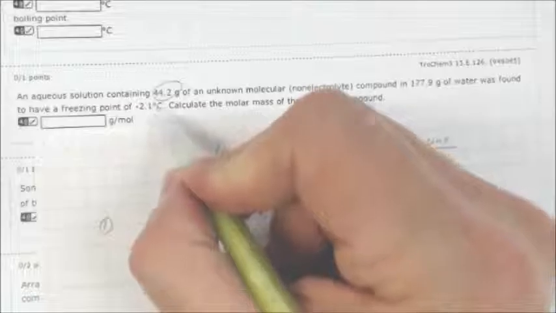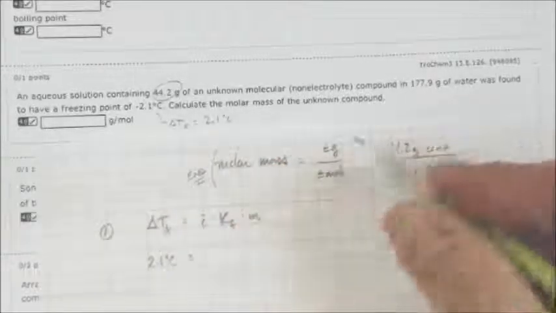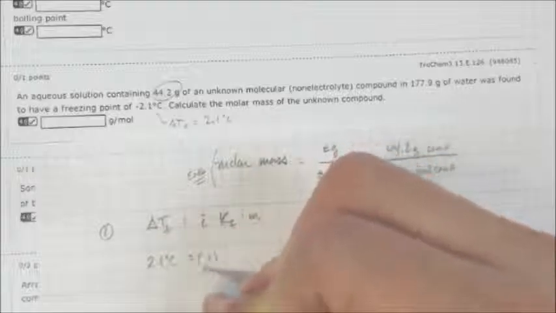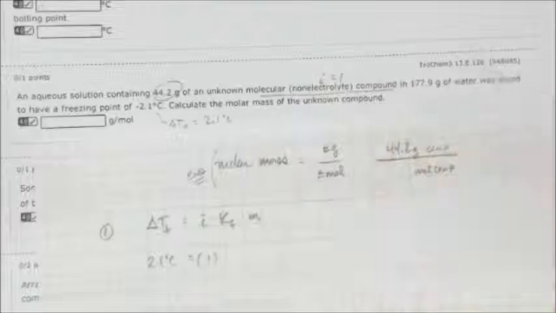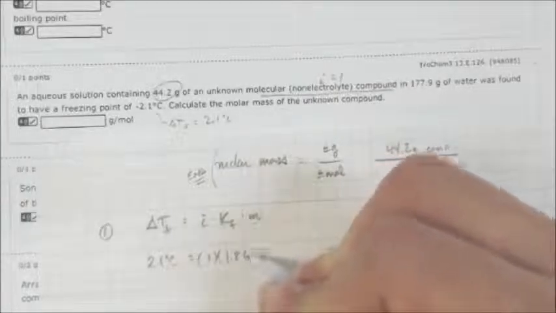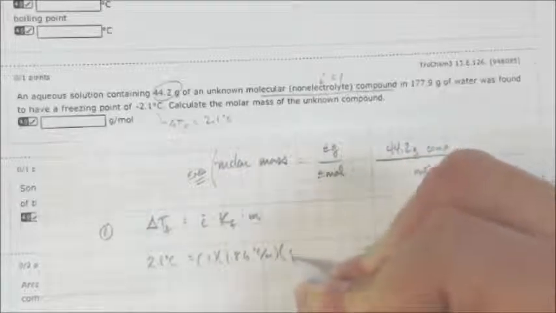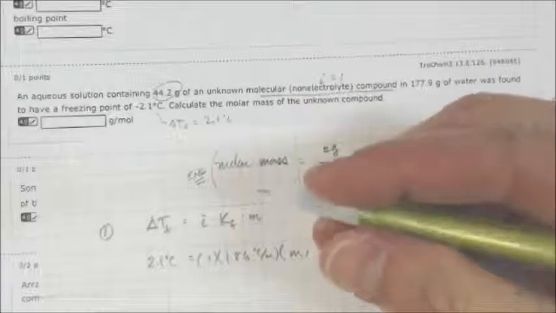And let's just identify what we know. We know that we have a freezing point of negative 2.1, which means that the delta T must have been 2.1, and then it was subtracted from 0 to get that negative 2.1. So this is 2.1 degrees Celsius. The Van 't Hoff factor is going to be equal to 1 because it's a molecular compound. It doesn't split up into ions. It's in water, so we know the KF is 1.86 degrees Celsius per molal. And the molality is what we're solving for. That's kind of like our X right there, if you will.